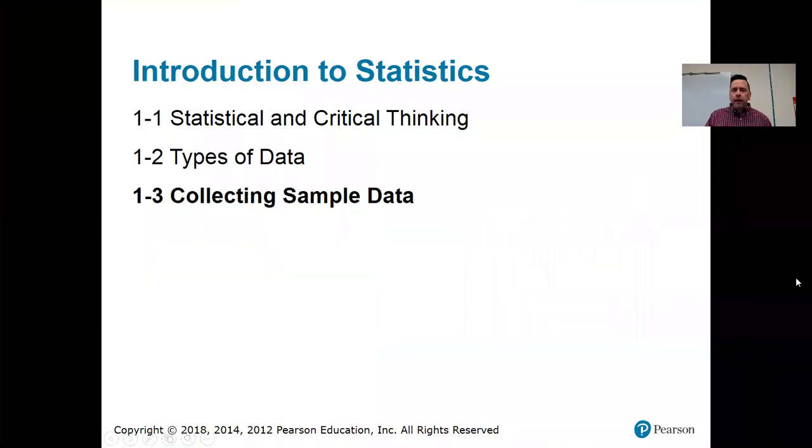Today we're talking about section 1.3, collecting sample data. These are different ways to do sampling. And then this will take care of chapter 1. I'm really looking forward to the next chapter where we can start doing some actual problems.